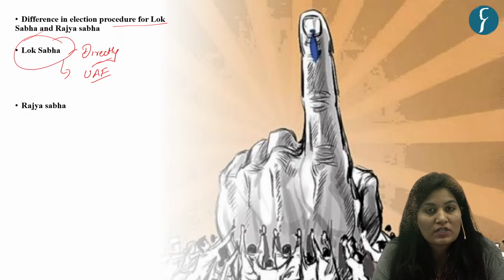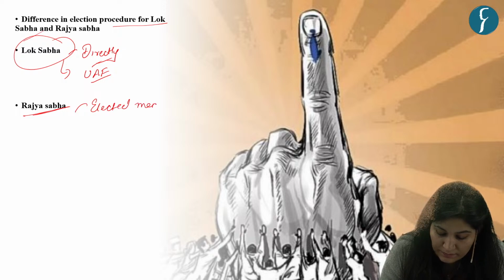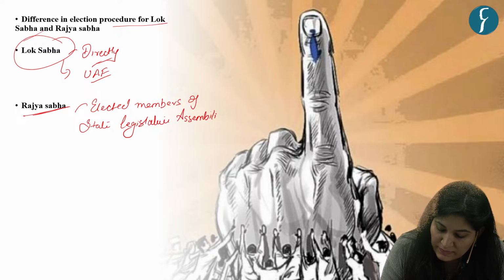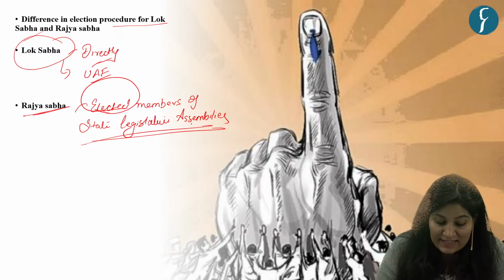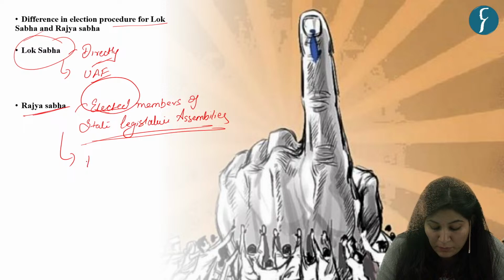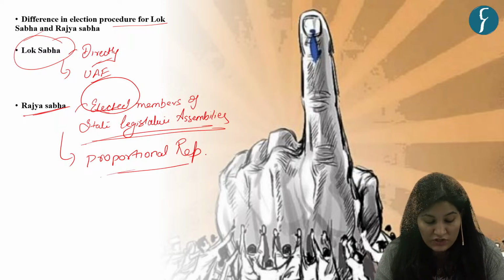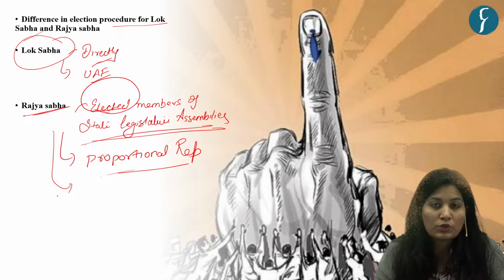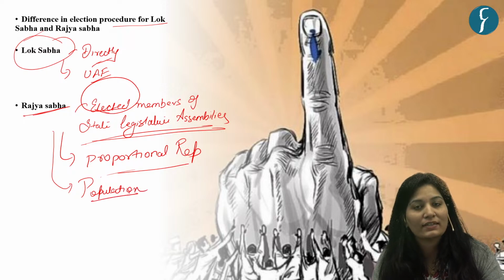Now let's see the election procedure with respect to Rajya Sabha. Here, members are elected by elected members of State Legislative Assemblies. Now, this system is based on the system of proportional representation. As Lok Sabha is based on universal adult franchise, this is based on proportional representation. And here, seats are allocated to different states based on their population. Got it? So here, seats are allocated on the basis of population.